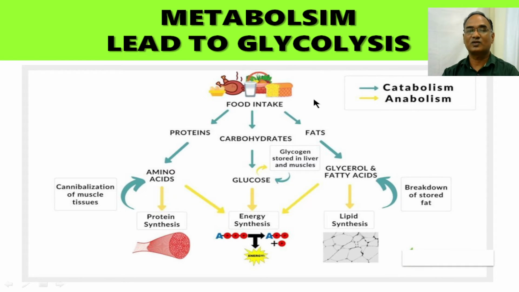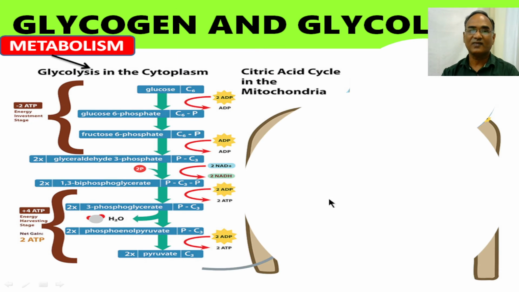So this is about the metabolism. If there is no problem in metabolism, definitely there will be no problem in converting the glucose into pyruvate. So next thing is that glycogen is derived from some glucose. This glucose has to enter into the further process. So the metabolism releases glucose, and the glucose has to enter into the glycolytic process.